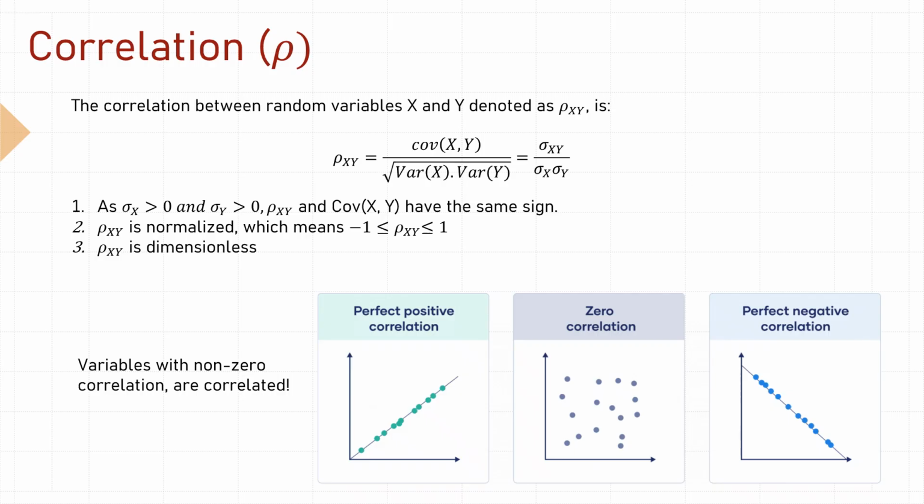While covariance tells us about the relationship between two variables, its value depends on the units of the variables, making it hard to compare across different contexts. Correlation solves this problem by standardizing the measure, giving a clear and consistent way to compare relationships between variables.